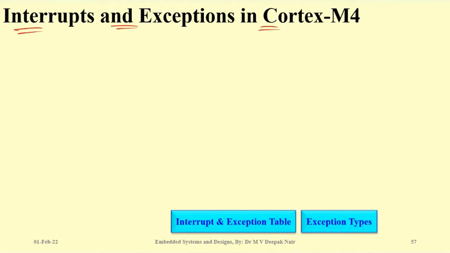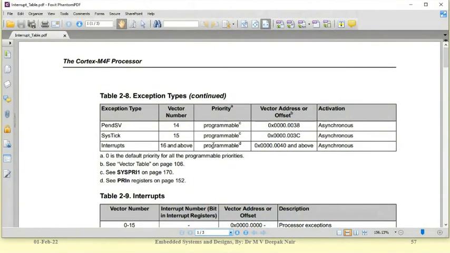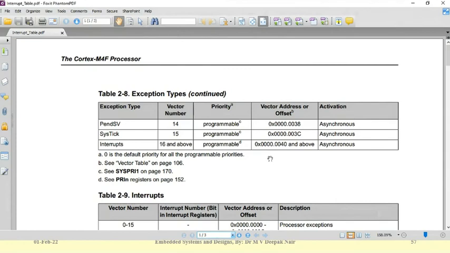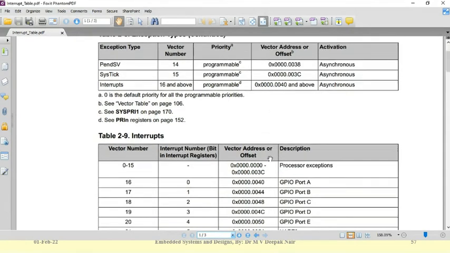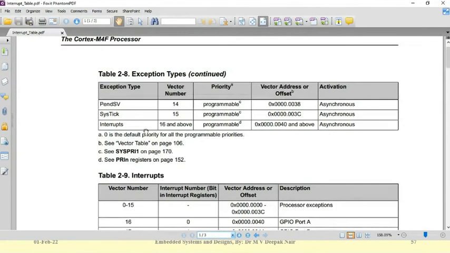Okay, first of all, we must know the exception and interrupt table. What is the range of the exception and interrupt table? Let us check what exception and interrupt tables are available in the ARM Cortex-M4 microcontroller. For that, I am going to the data sheet. Okay, so here you can see the exception types.